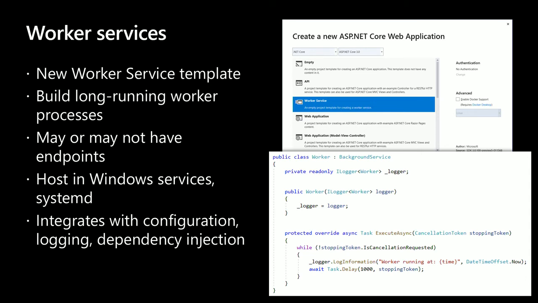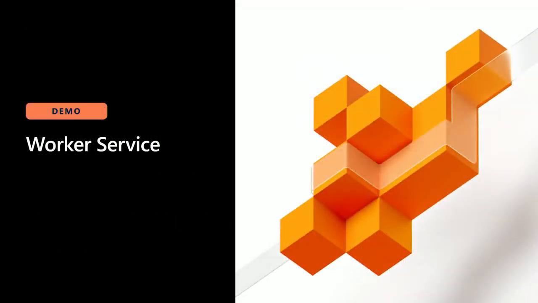They can have endpoints. They don't have to have endpoints. They could just be pulling from a queue. It's basically just a long-running process that you can do whatever you'd like with. And we have a template for that, which I will show you next.